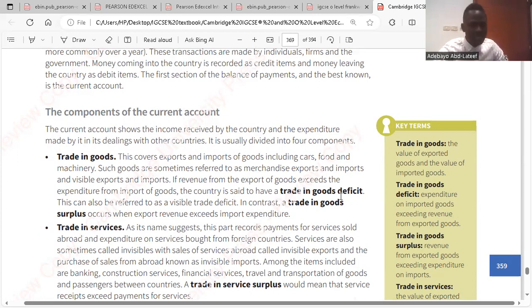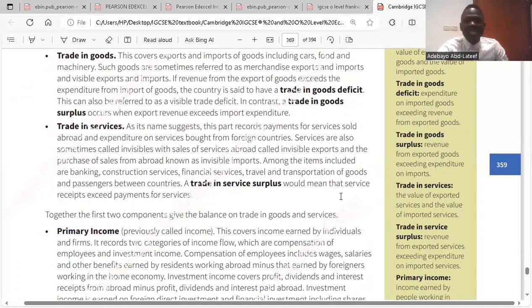Yes. So we go to trading services. They say, as its name suggests, this part records payments for services sold abroad and expenditure on services bought from foreign countries. So our import and export of services. Our import of services are our expenditures. Our export of services are our income. So when we talk about export of services, for example, like foreigners making a tour in Libya. So UK citizens making a tour in Libya is an export of service. Did you get it? Yes.